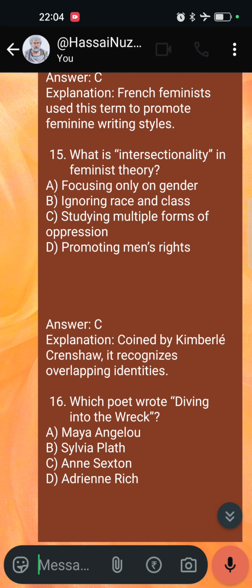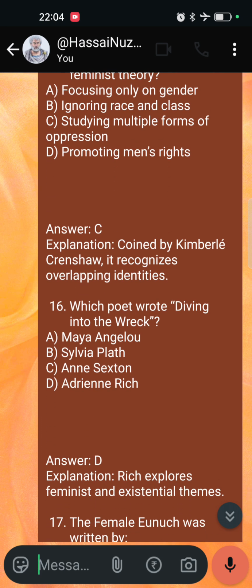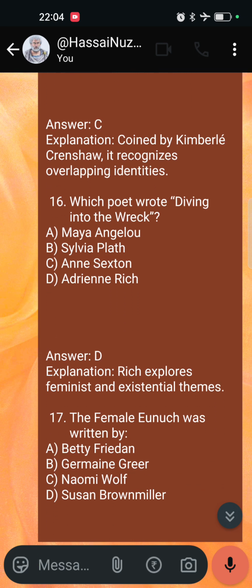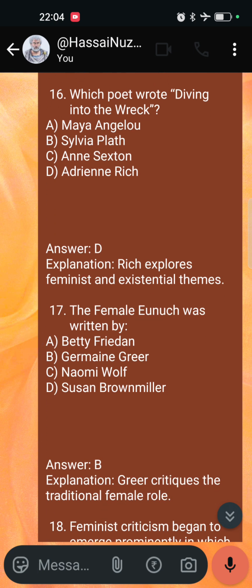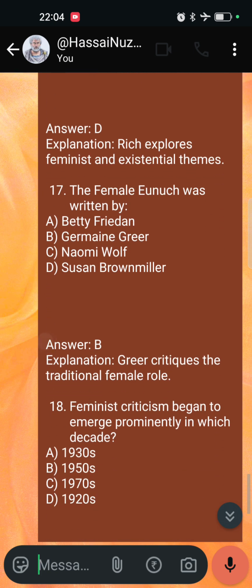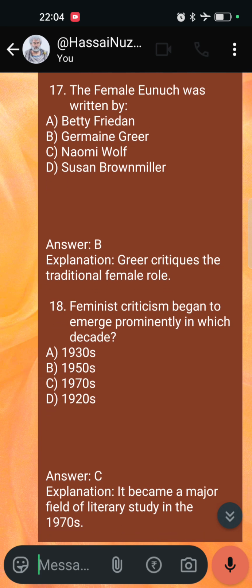16th question. Which poet wrote Diving into the Wreck? Answer is D. Adrienne Rich. Rich explores feminist and existential themes. 17th question. The Female Eunuch was written by? Answer is B. Germaine Greer. Greer critiques the traditional female role. 18th question. Feminist criticism began to emerge prominently in which decade? Answer C. 1970s. It became a major field of literary study in the 1970s.